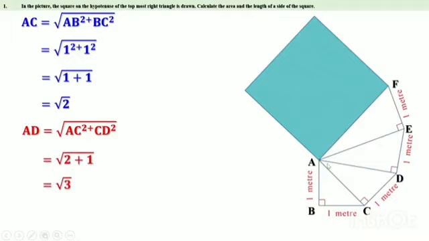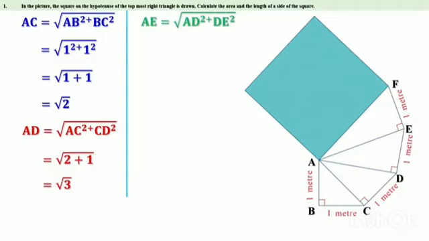Now, look at triangle ADE. It is also a right angle triangle and AE is its hypotenuse. Therefore, we can say AE equal to root of AD square plus DE square. AD is root 3. Therefore, AD square is root 3 square, that is equal to 3. And DE equal to 1. Therefore, DE square equal to 1. So, this can be written as root of 3 plus 1. 3 plus 1 is 4. So, this is equal to root 4 and that is equal to 2.